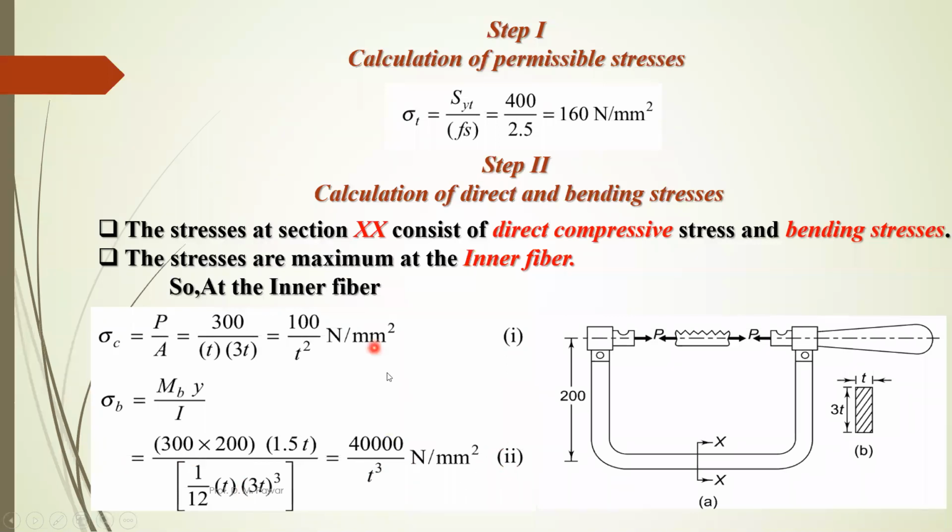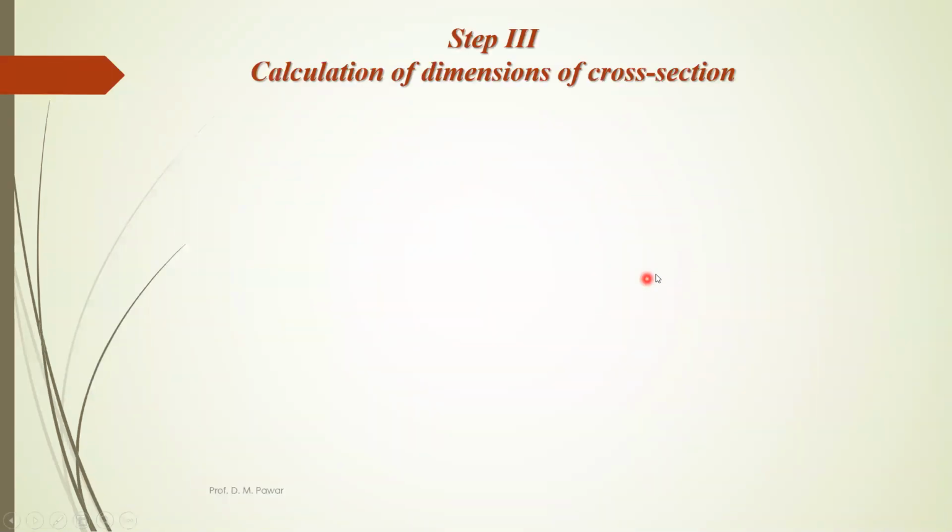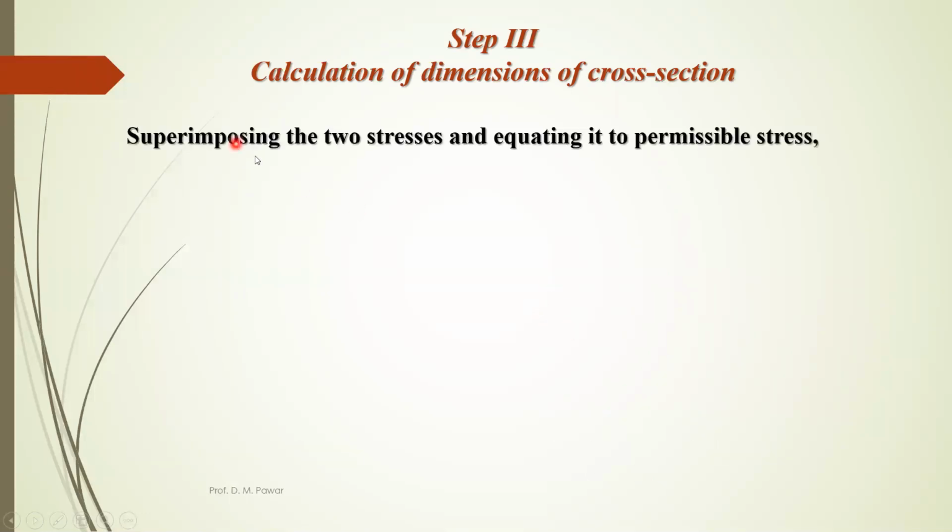You can see from equation 1 and equation 2, the unknown is t. These two stresses, compressive stress as well as bending stress, act simultaneously at that cross section of xx. So we have to superimpose these two terms and find the resultant of both stresses, because these are acting simultaneously at a single time on this component. So how to find out? This will be step number 3, that is calculation of dimension of cross section by superimposing both the stresses. Here you can see superimposing the two stresses and equating to the permissible stress.